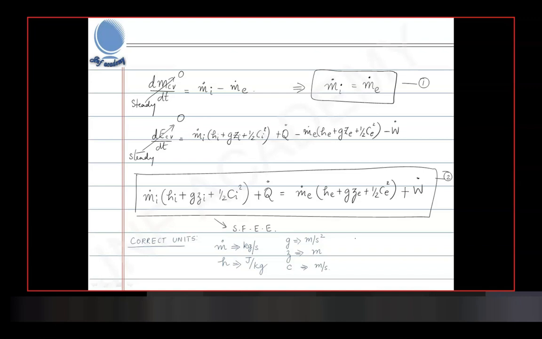And for Q and W, the m dot is in kilograms per second and the other terms are in joules per kilogram, so the kilogram will cancel and you will get joule per second or watt. It's either watt or joule per second. The watt and work transfer are both represented by W, so I'm just writing watt so that you don't have confusion. And I'll clearly put Q dot and W dot for the heat transfer rate and the work transfer rate.